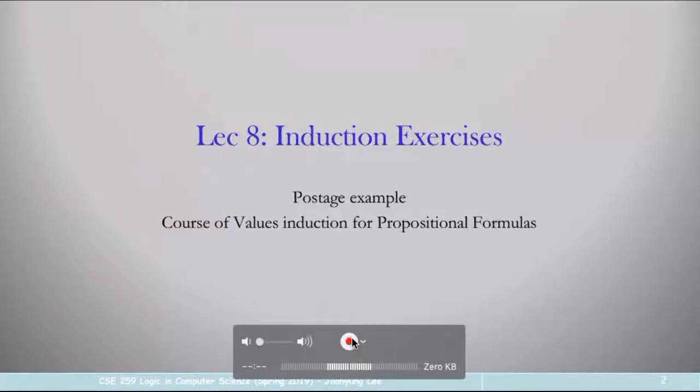Okay, so today's lecture is about exercises on induction. Obviously, induction is not a simple proof technique. And when you see this for the first time, I don't think you can get it right. So you need to see it multiple times.